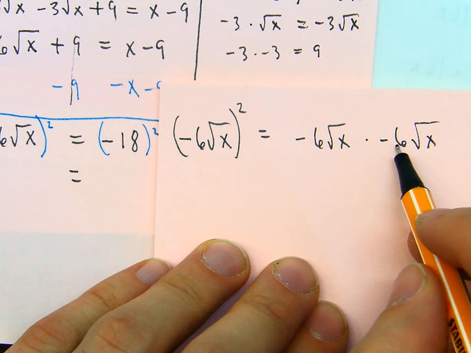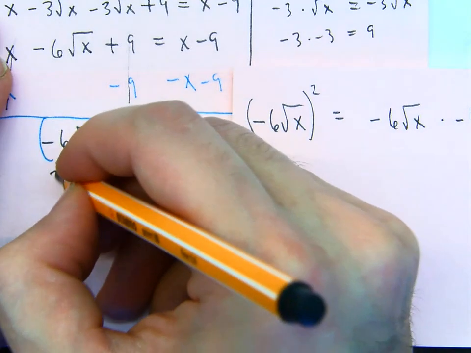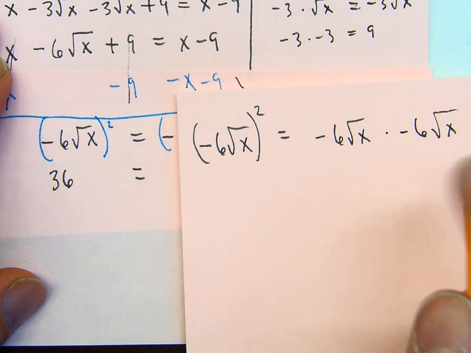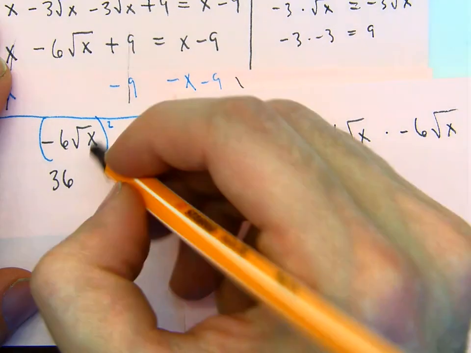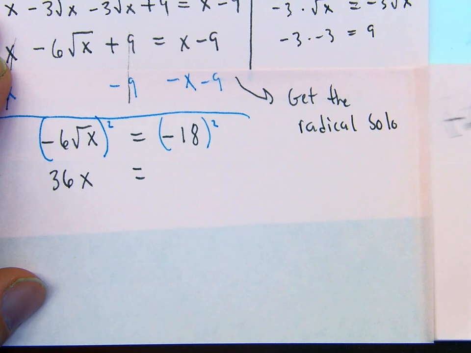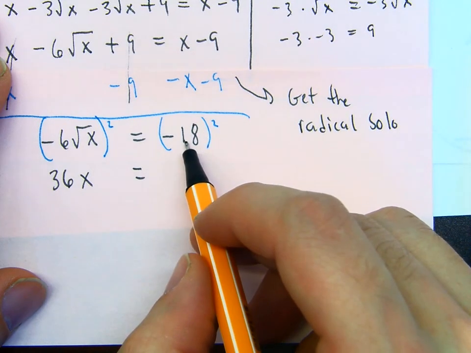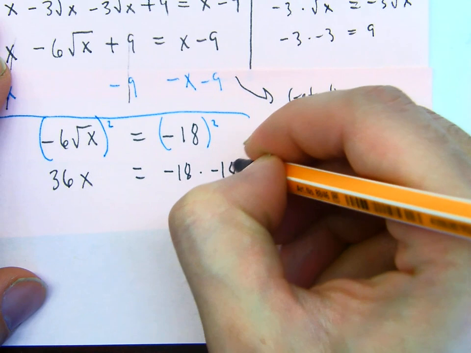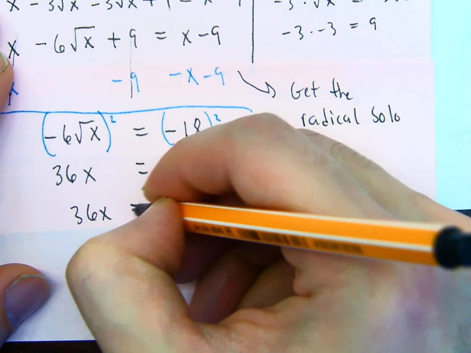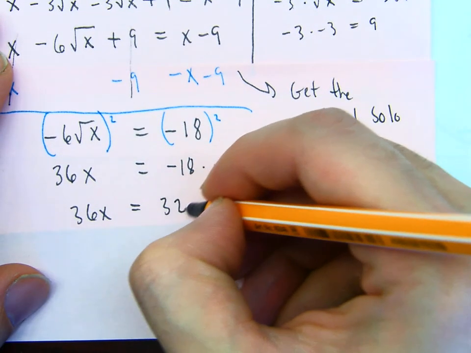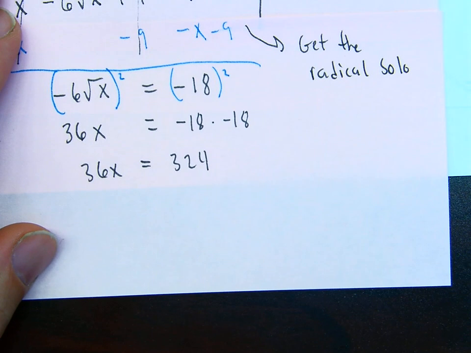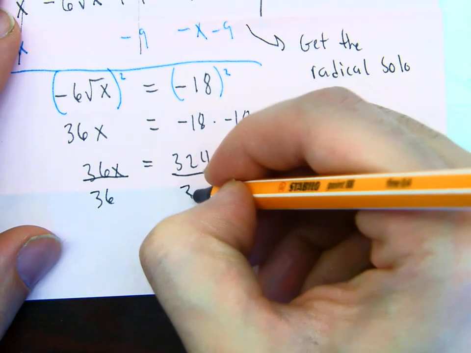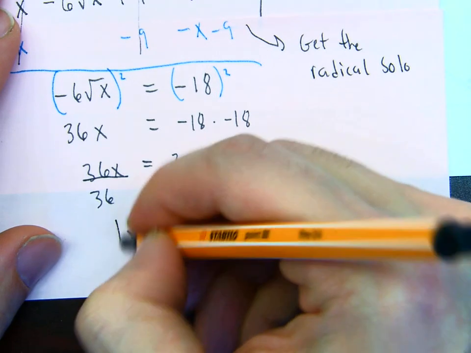Negative 6 times negative 6 is positive 36. And square root of x times square root of x is x. And here, if you say, what is negative 18 squared? Remember, that's negative 18 times negative 18. So 36x is equal to 324. Okay? And then once you get this, divide by 36, x equals 9.